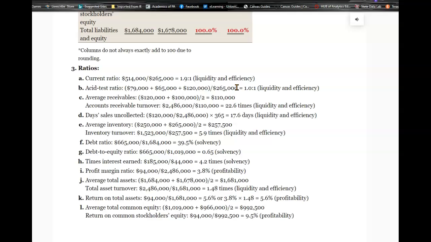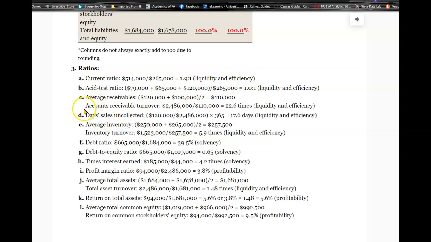Now, the acid test ratio looks at only certain current assets. It looks at your cash. It looks at, I believe, your short-term investments, and it looks at the accounts receivable. And so those are your most liquid assets that you have, and it's at 1 to 1 with the current liabilities. So all in all, I would say with a current ratio of 2 and an acid test ratio of 1, I'd say they're in good shape there. Those are numbers that we would be happy with. Again, without knowing anything else, that's about all you can say.